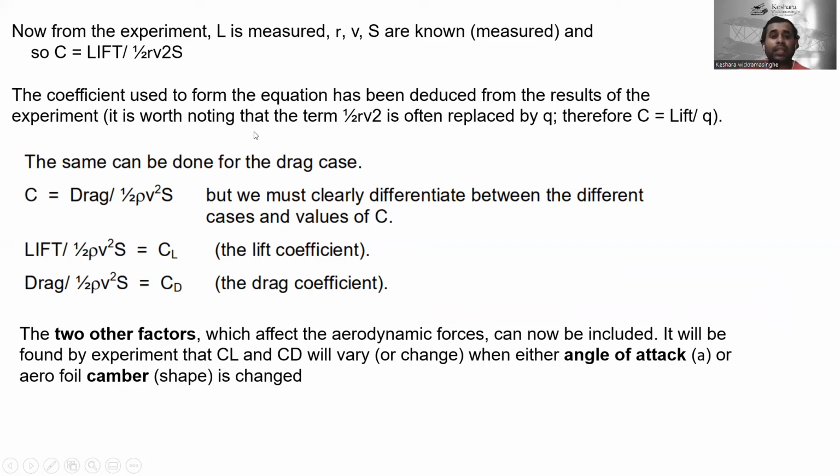It is worth noting that the term half rho V squared is often replaced by Q. Therefore, C equals lift divided by Q. It means for all these terms we will name that as Q. So therefore, C equals lift divided by Q.